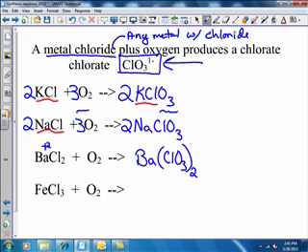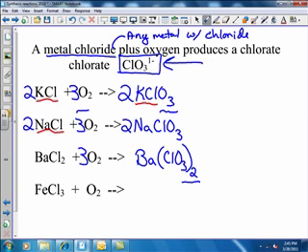Okay, and now you have a little bit more of a challenge with balancing. Balancing wise, I have 1 Ba and 1 Ba, so those are okay. I have 2 chlorines, and with this 2, I actually have 2 chlorines, so those are okay. So it's just my oxygens, and I have a total here of 6 oxygens, so if I just put a 3 there, we should be balanced.